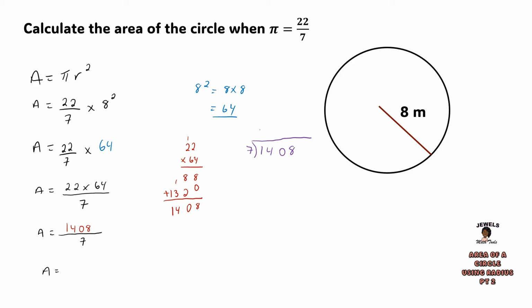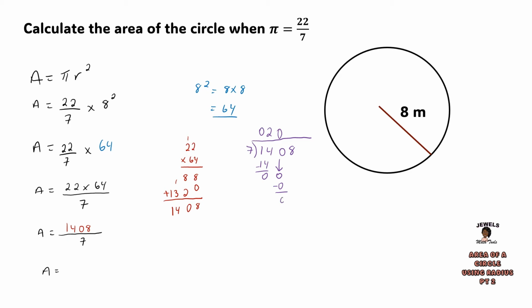7 can't divide into 1, so we'll add our 0. We'll divide 7 into 14, which will go 2 times. 2 times 7 is equal to 14. 14 minus 14 is 0. We're still going to bring down that 0. Remember that 0 is a part of our number. We're dividing 7 into 0, which will be 0. 0 times 7 is equal to 0. And 0 minus 0 is equal to 0.